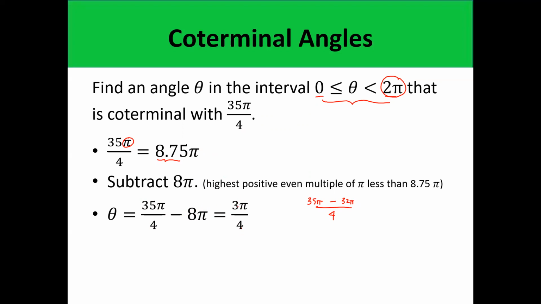So this angle here, 3 pi over 4, is actually in between 0 to 2 pi because 3/4 is 0.75 and that is between 0 and 2.